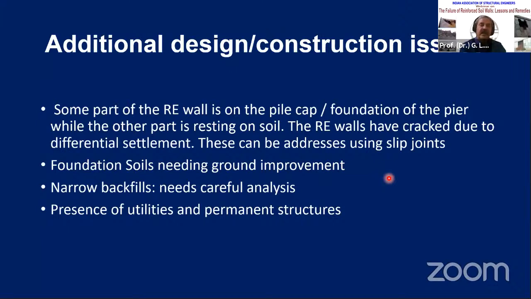Then there are narrow backfills. In some cases you may not have adequate space to even provide the adequate length, say, for example, 0.7H. It's not possible. So what should be done? We have a lot of methods of analysis, and this is an excellent technique that should really overcome all of these barriers. And of course, utilities and permanent structures are also there. That also needs to be considered. So we need to come up with some plans and clarity, and work on most of these issues.